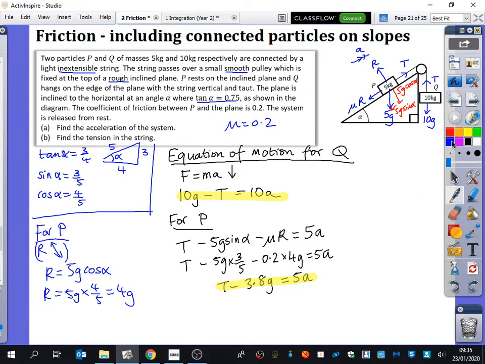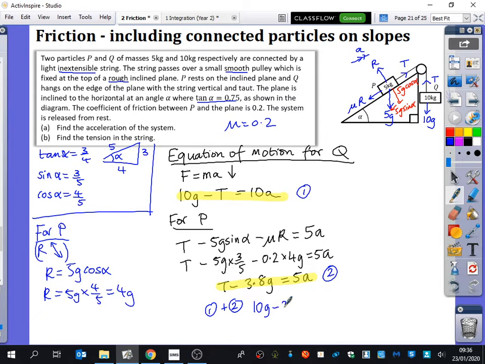Now, there are many different ways you could solve these simultaneous equations, but there's always going to be a quick one for these. I'm going to call this one equation 1 and this one equation 2. Any suggestions of the quickest way of solving these? You could just add them together. If you want to rearrange and make t the subject and substitute in, that's perfectly fine. But you'll notice there's always a minus t and a plus t, so those t parts are going to cancel each other out. So when you do equation 1 plus equation 2, you get 10g minus t plus t, so they're going to cancel, minus 3.8g.